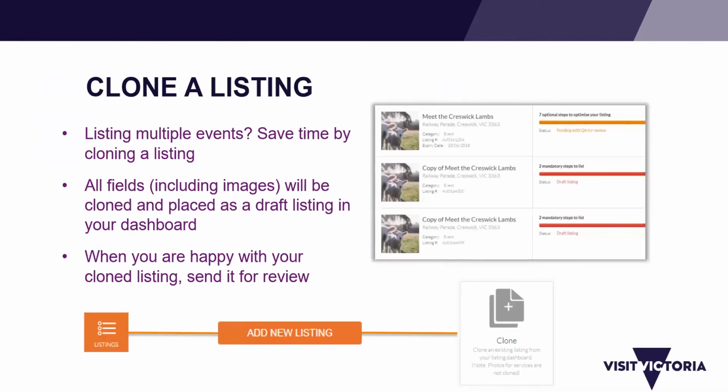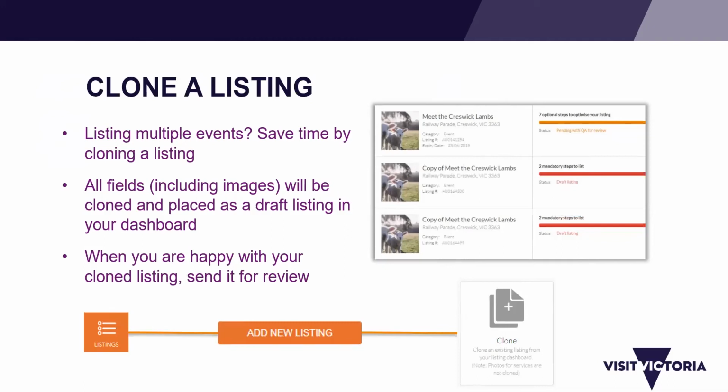If you're using ATDW to promote events of a similar nature, for example, a music event that's touring regional towns, or perhaps events as part of a larger festival like the Melbourne Food and Wine Festival, you can use the clone tool to duplicate a listing. This is available from the listings dashboard or via the cog icon on the listing edit screen. Any listing can be cloned, whether it's live or expired or it's a draft listing.